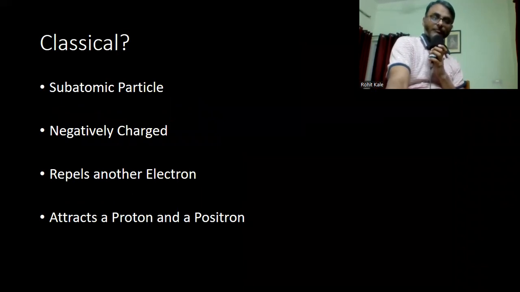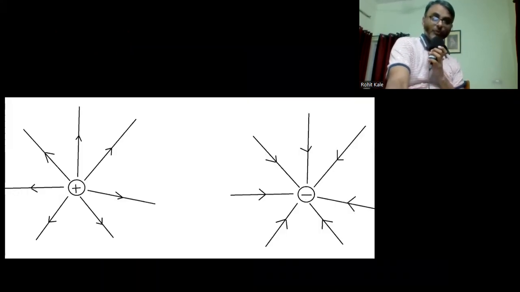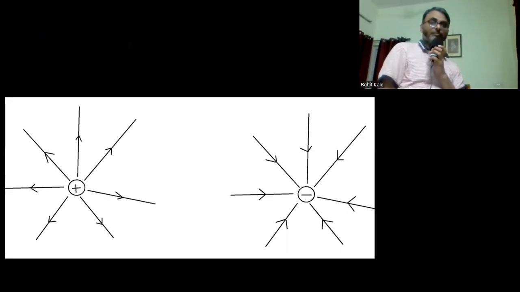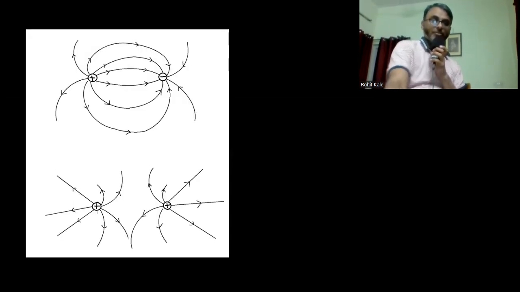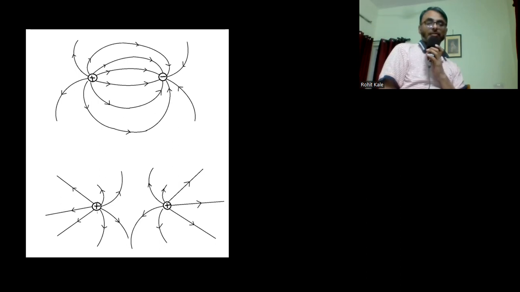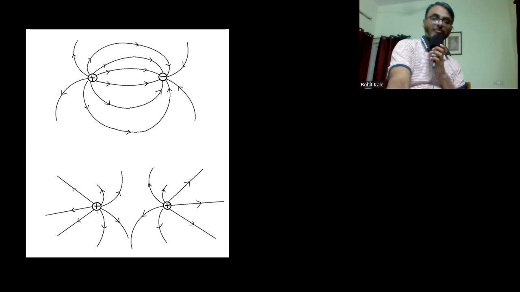We know that classically the electron is a subatomic particle. It's negatively charged. It repels electrons. It attracts protons and positrons. And we know that charged particles have lines of force, and these lines of force are basically the electric field. They are the reason why like particles repel, and unlike particles attract.